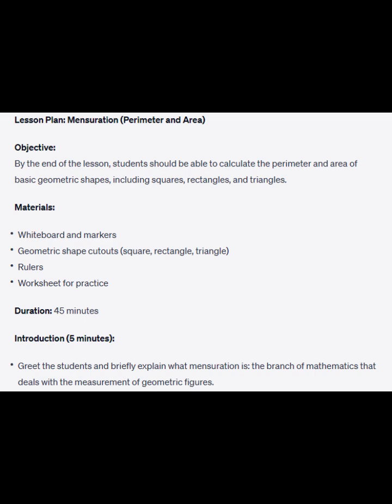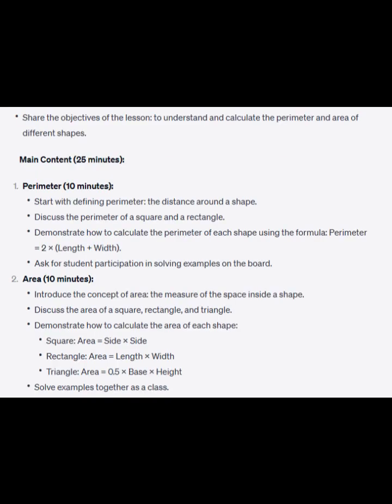Introduction: 5 minutes. Greet the students and briefly explain what mensuration is, the branch of mathematics that deals with the measurement of geometric figures. Share the objectives of the lesson, to understand and calculate the perimeter and area of different shapes. Main content: 25 minutes.